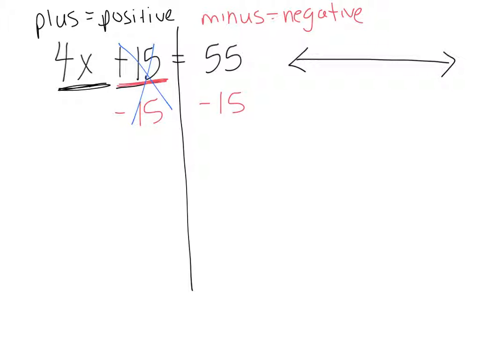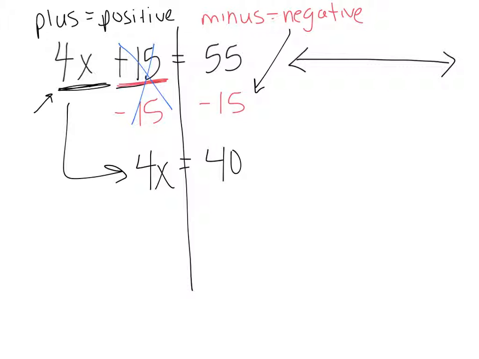These two cancel each other out. Positive and negative cancel out. I have 4 x's left over, so I'm actually going to bring those down here. Do not do the work up here. It makes life confusing. We want to show this second step. So I have 4x is equal to 55 minus 15. Again, remember, negative and minus are the same thing. So I can say minus here. That would equal 40. So now I have 4 x's are equal to 40.